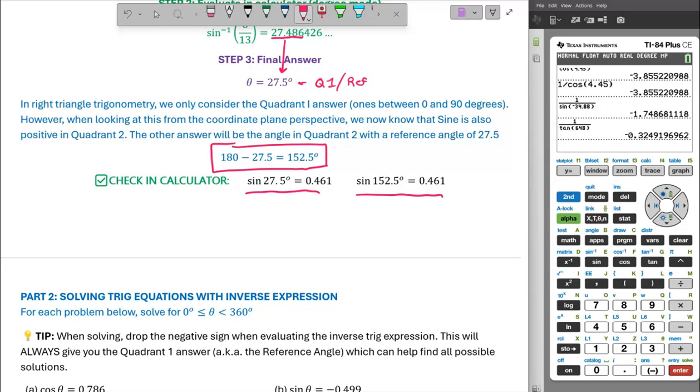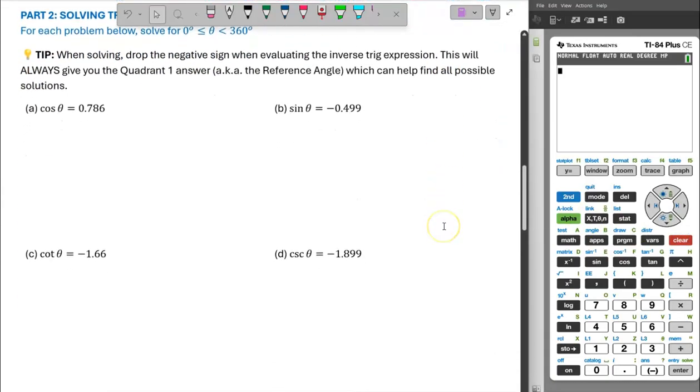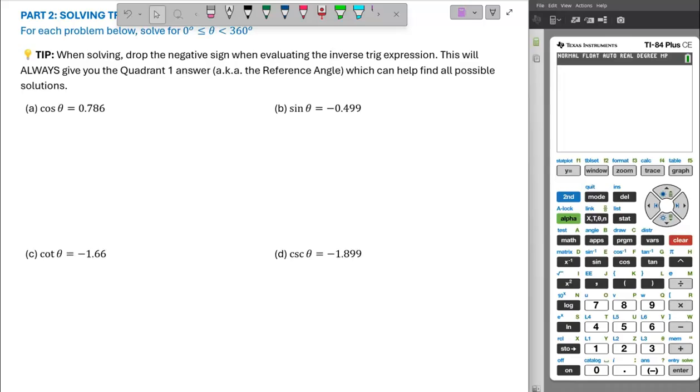So let's see how we can put this into action. Looking at the next page here, when solving, you want to drop the negative sign when evaluating the trig inverse expression. The reason we drop the negative sign when we're evaluating an inverse trig expression is this will always give me the quadrant 1 answer, but more importantly, it gives you the reference angle. And that's what we're going to look at for these final examples in this video.